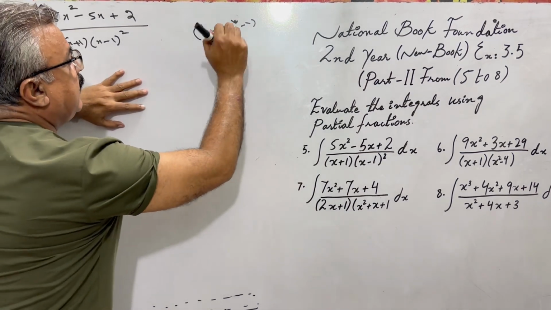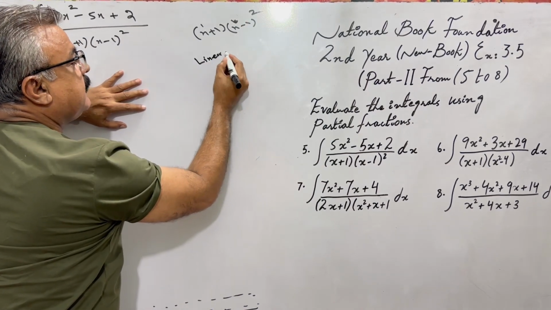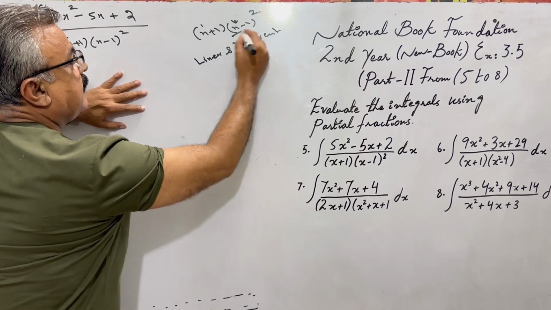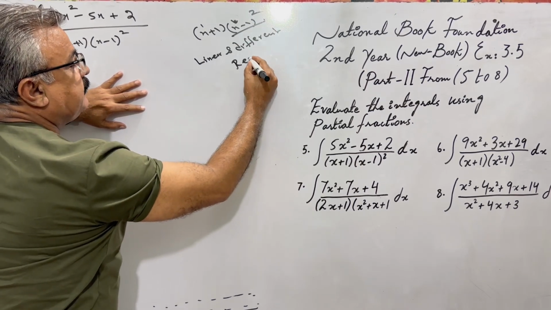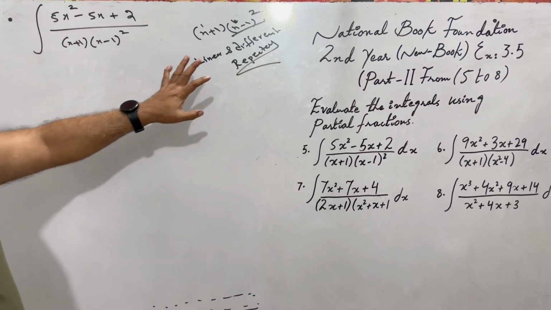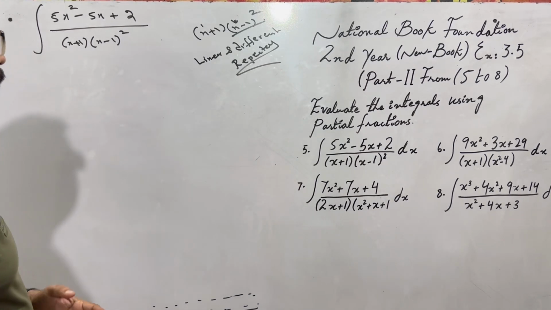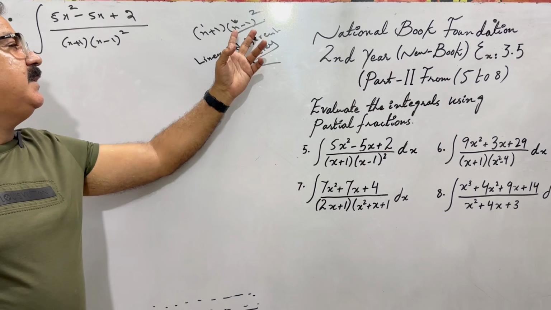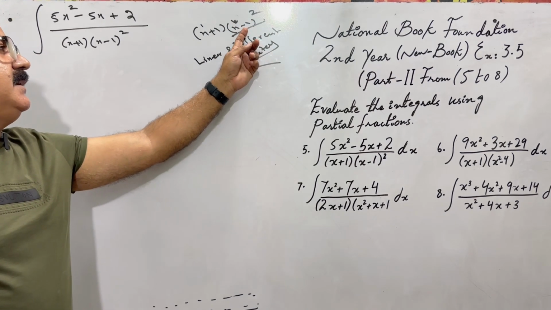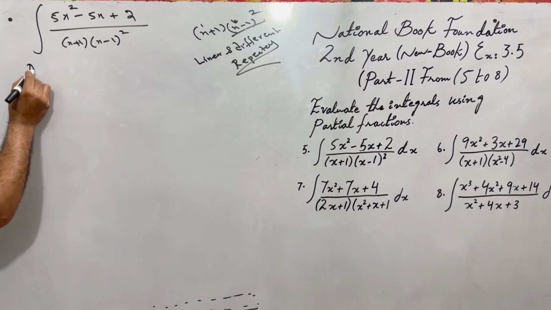Linear and different, as well as x minus 1 has a square. Linear and different, as well as repeated. There are three factors involved in that: x is equal to 1 and x is equal to minus 1. However, x minus 1 whole square is involved two times. That's why it is linear repeated and it is linear different. We have already an idea how to write the partial fraction.